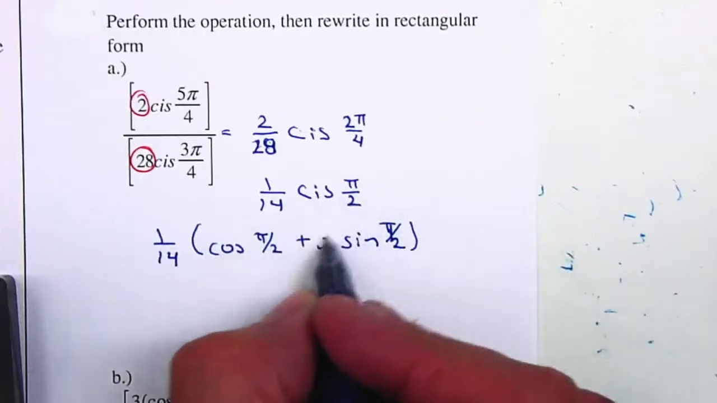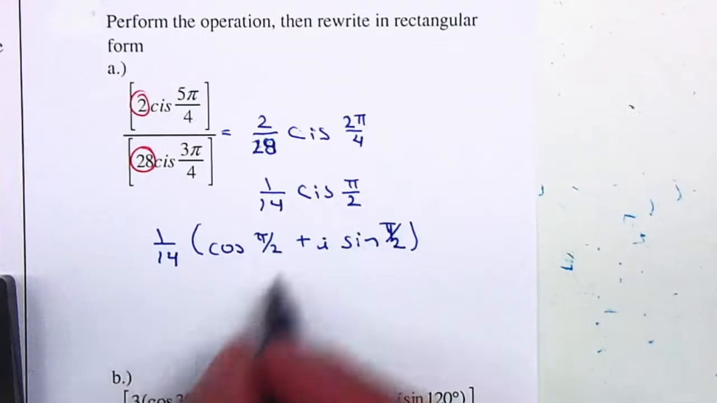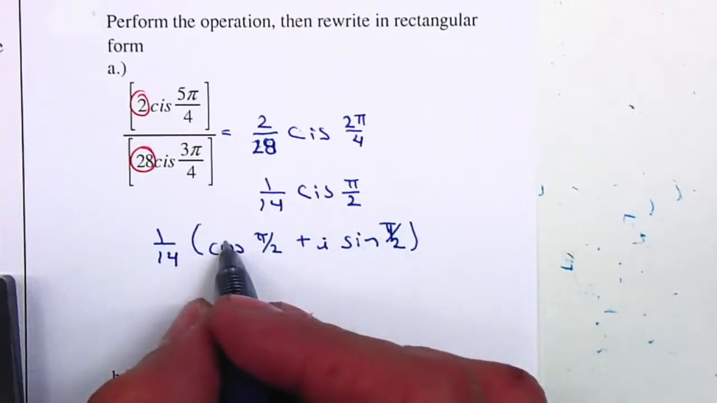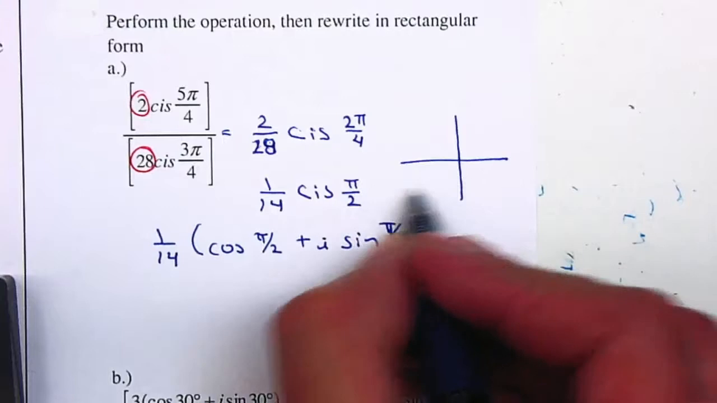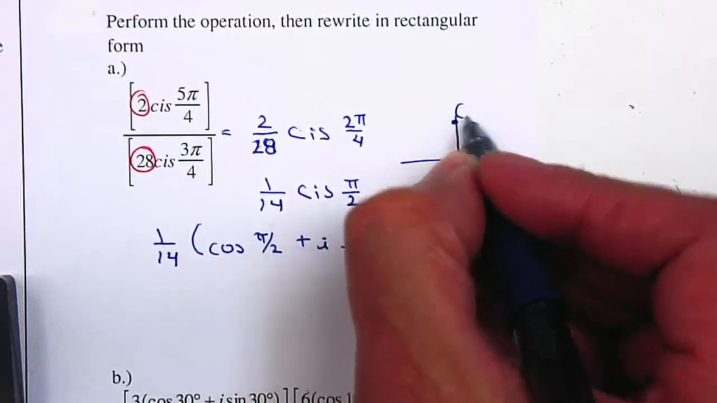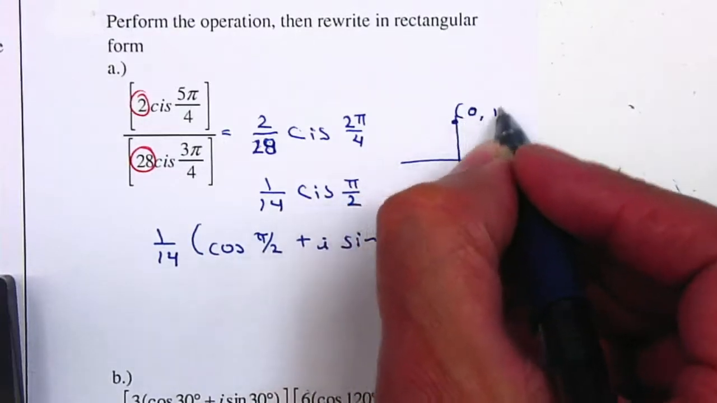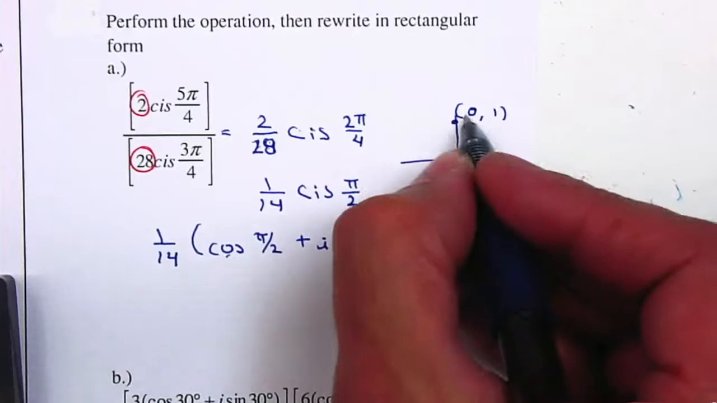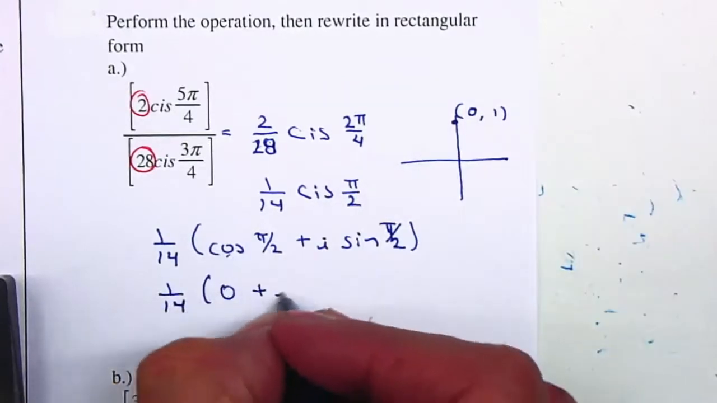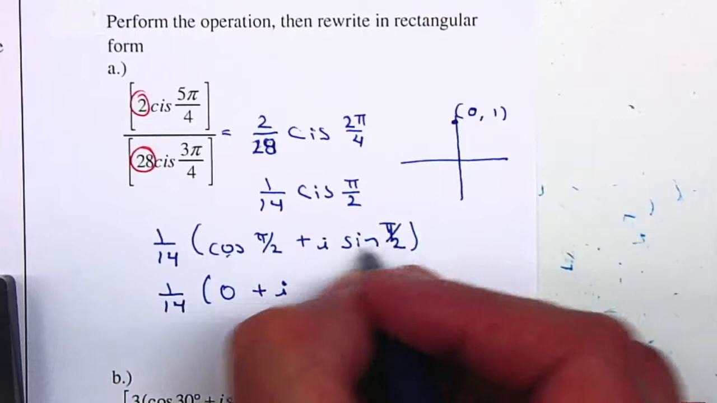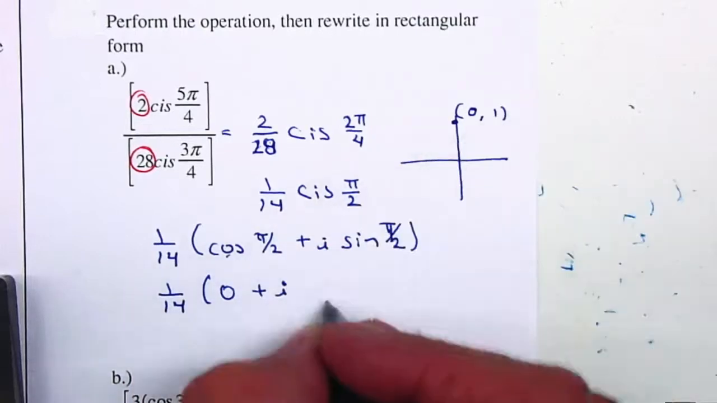Cosine, I, and sine. Now I need to be able to evaluate cosine of pi over 2. And if you can make your x and y axis, pi over 2 is up here, which is x is 0, y is 1. Cosine is your x, which is 0. So give me 1 over 14 multiplied by 0 plus I sine of pi over 2, sine is your y, which is 1.